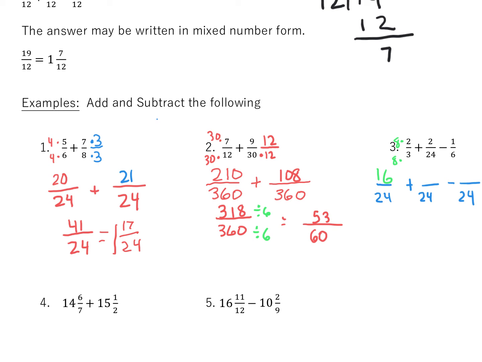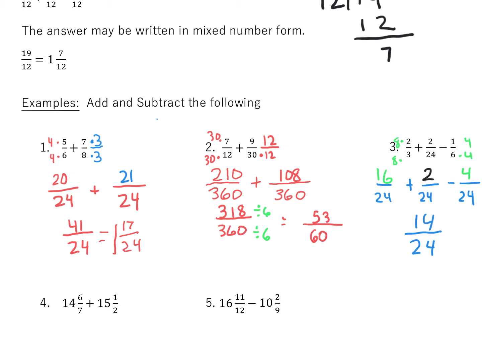What did I do to 24 to get 24 in the second fraction? I did nothing. So do nothing to our numerator. What did we do to the 6 to get 24? We multiplied it by 4. So we do that to the numerator. Once again, our denominators are the same. Leave the denominator as it is and go ahead and add and subtract from left to right. 16 plus 2 is 18, minus 4 is 14.